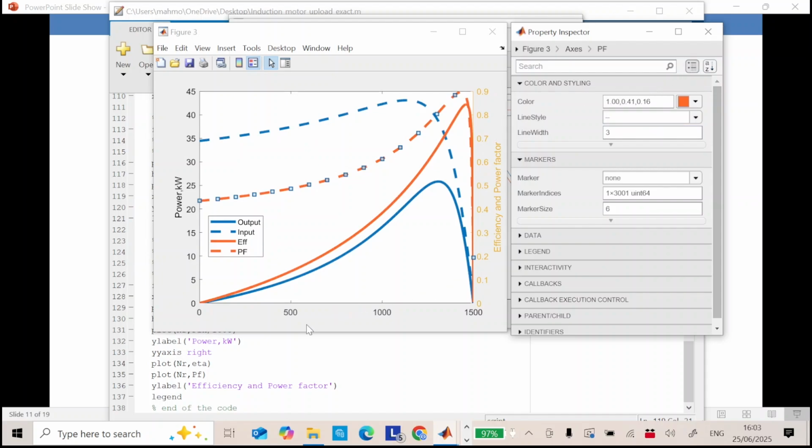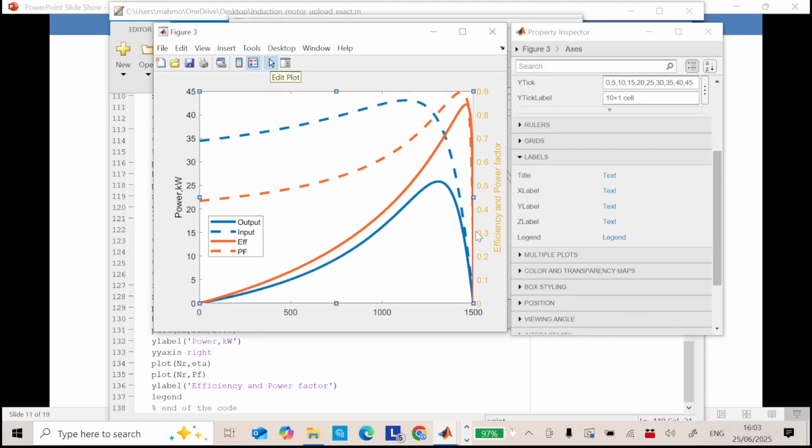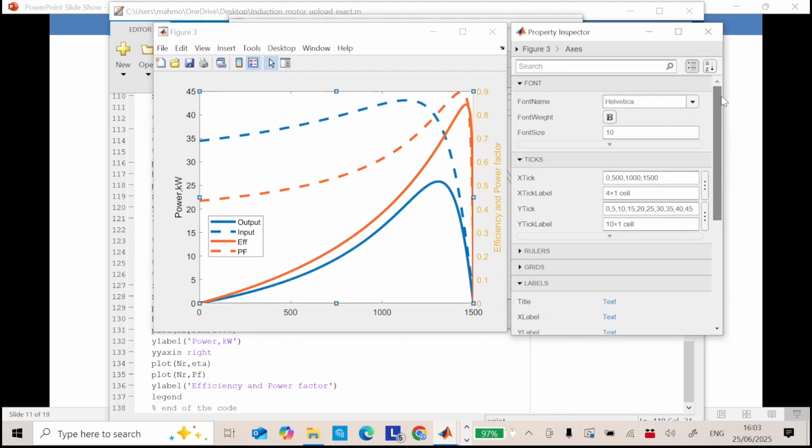Fine. I'm not happy with the text. So that one is 0, 500, 1000, 1500. Also, later on, I'd like to have a specific value or maybe a range from 1000 to 1500 for the speed range. So how are we going to do that? I'm going to click on this arrow and then click on this X here. It's going to give you a menu like that. First thing, if you are not happy with the font type or font size, you can change it. I'm going to change that from 10 to 12. As you can see here, the font size changed.